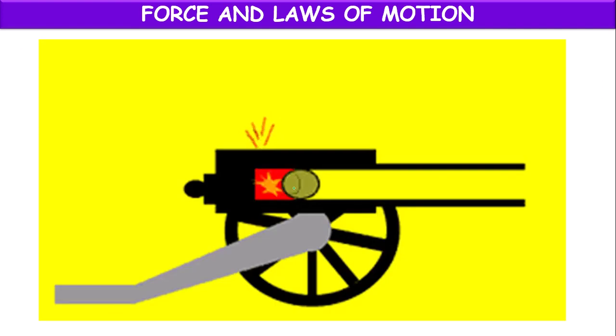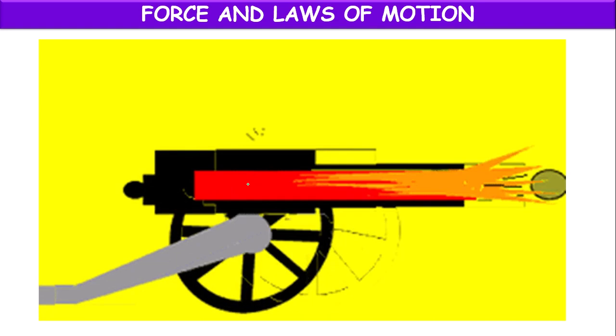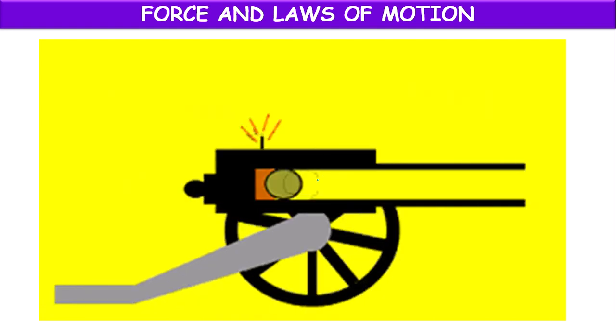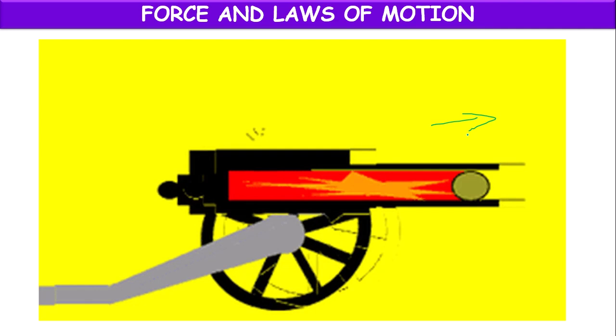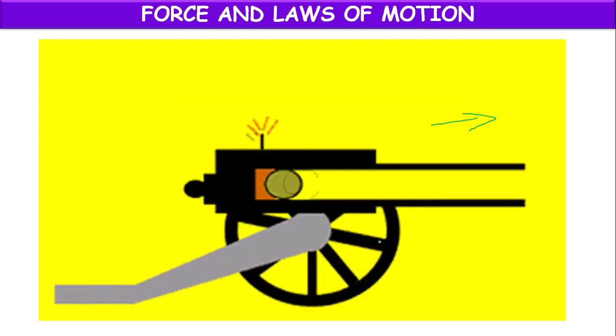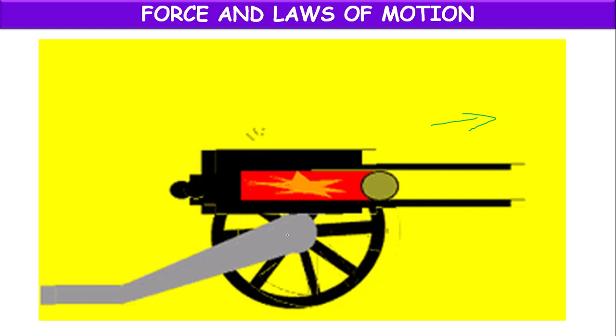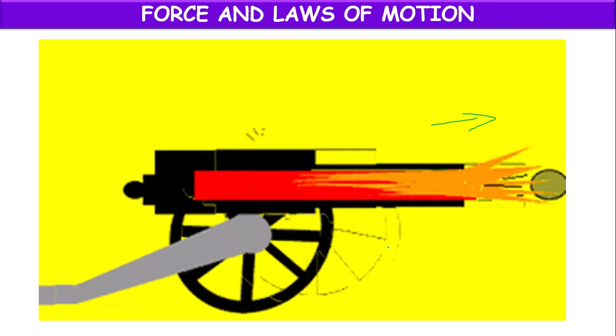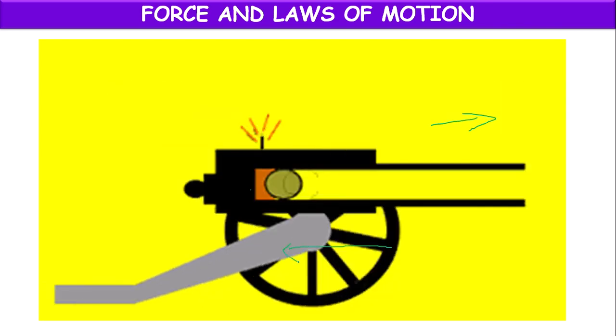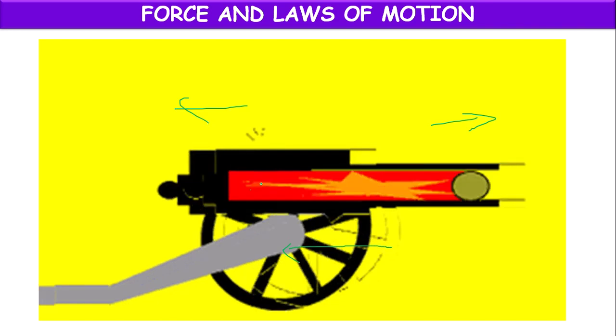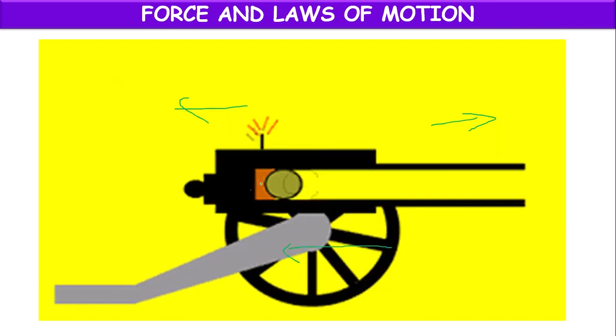While firing a bomb from a cannon, the force on the ball will be taken as action, and the cannon attached to the wheel will move backward from this place. That will be the reaction force acting on the cannon.